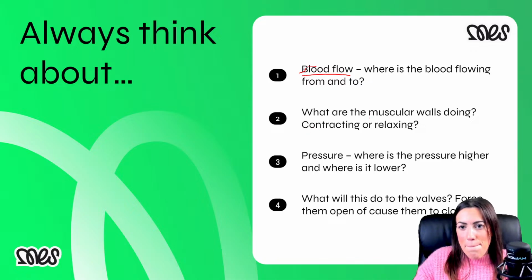Talk about what the muscles are doing. What is contracting and what is relaxing? Are the atria contracting or is the ventricle contracting? Or are they all relaxing? Are we in diastole, in which case the heart muscle is relaxing?